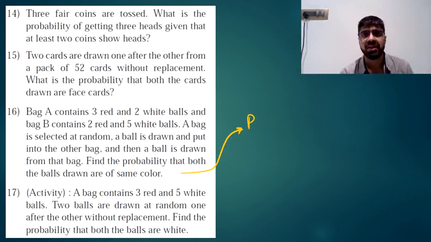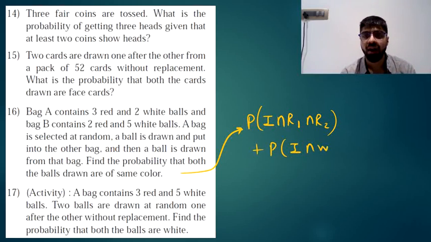So let us say we are selecting the first bag. So the probability of bag 1 to be selected, intersection from the bag 1, let us say you are selecting a red ball. Now with that, from the second bag also you have to select a red ball only. So intersection R2. Or you can have the probability of bag 1 getting selected and a white ball coming out of it. But in this case, from the second bag also you will need a white ball only, because both the balls have to be of the same color.